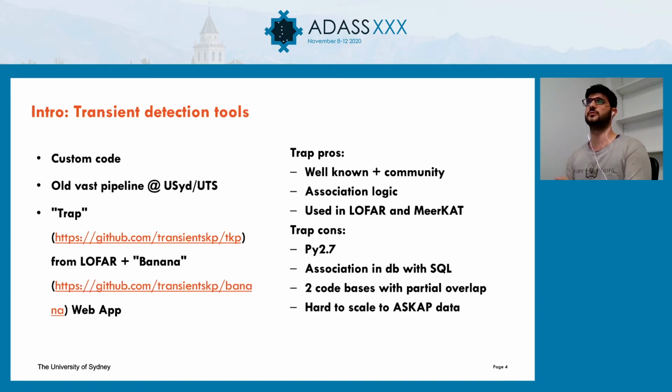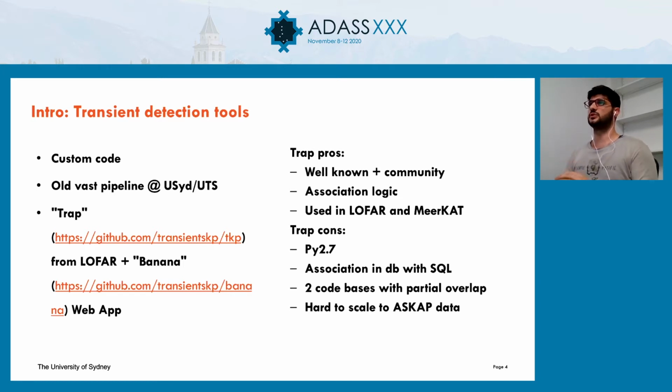So, a little bit on the tools that are out there. There are already some tools that are doing this transient detection. Some of them are custom code developed by students or researchers, and there was also an old VAST pipeline developed at the University of Sydney and UTS, the University of Technology Sydney. And also there is the most famous one, which is TRAP, the transient detection code base developed by the LOFAR team, which is accompanied by the Banana interface, which is essentially a web app.